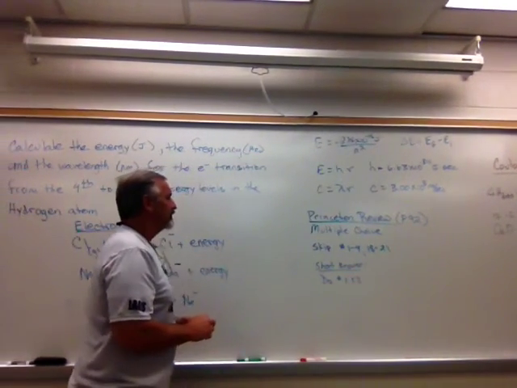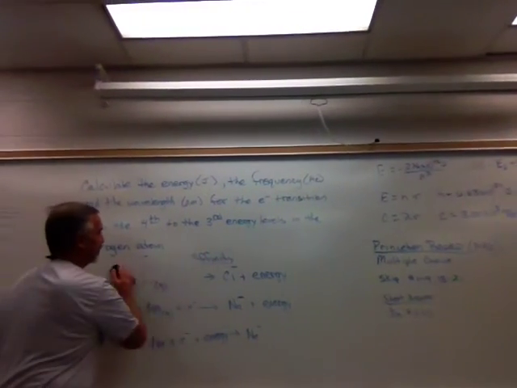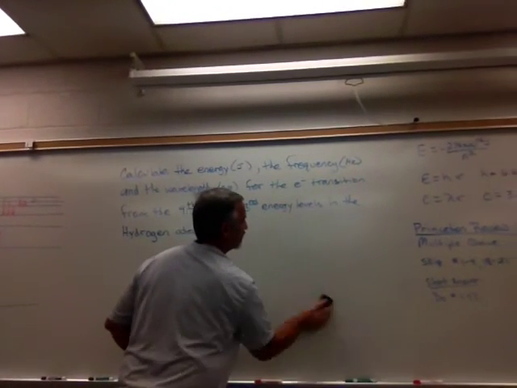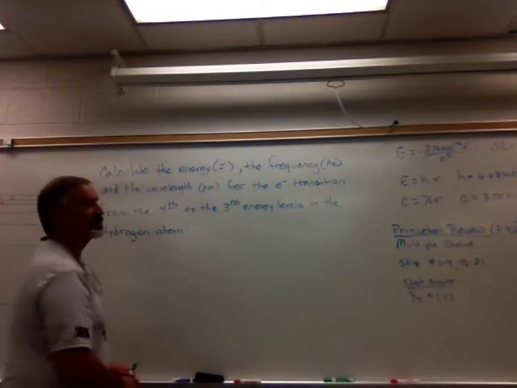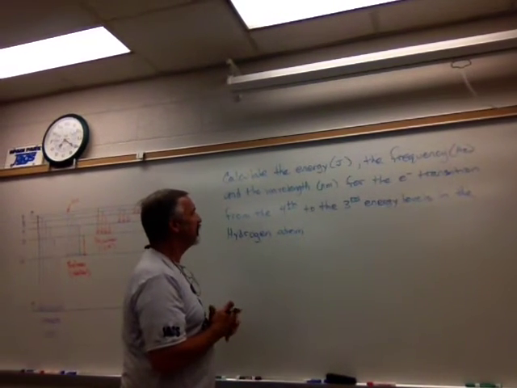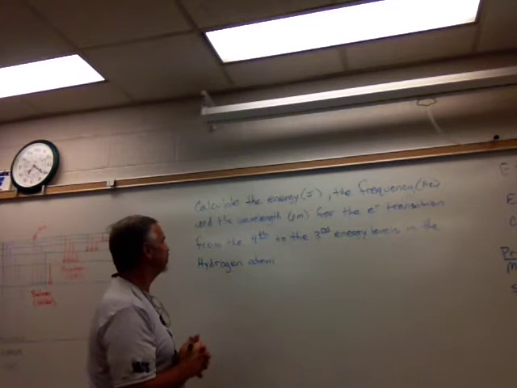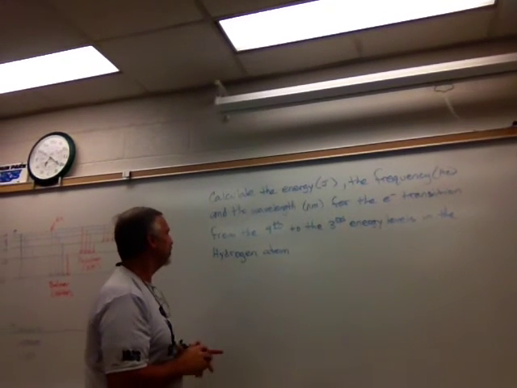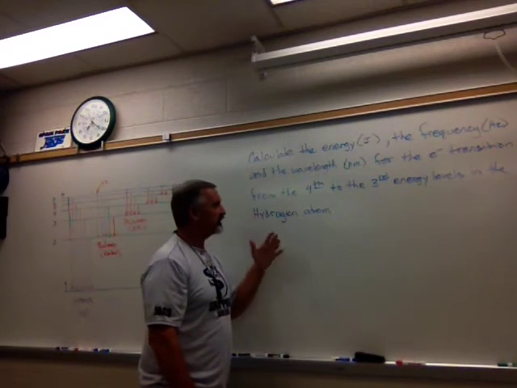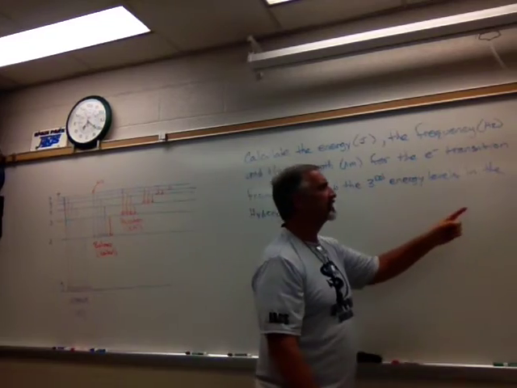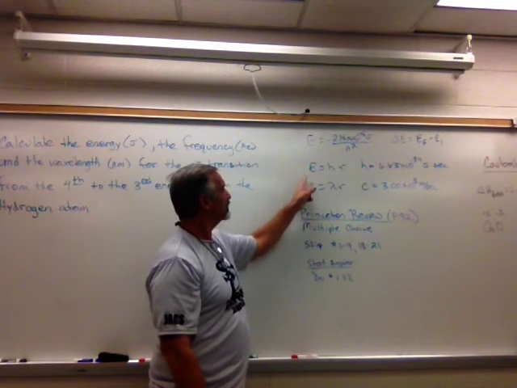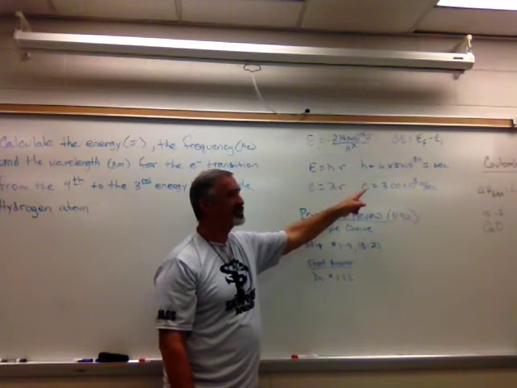Okay? So, let's look then at this problem. What you need to do is copy down this problem. Calculate the energy in joules, the frequency in hertz, and the wavelength in nanometers for the electron transition from the 4th to the 3rd energy levels in the hydrogen atom. Okay? Now what I would do is I would pause the video right now, see if you can work this out. The equations are all right here. These equations are always going to be given to you. So you don't have to know the equations, you don't have to know the constants.